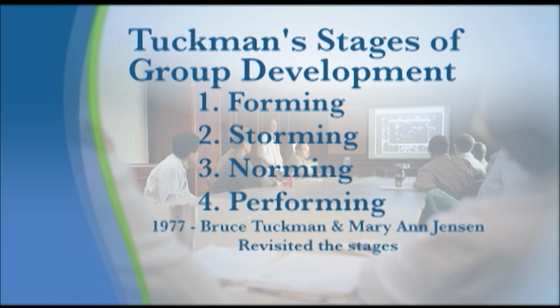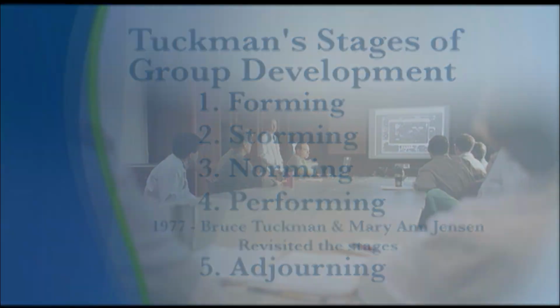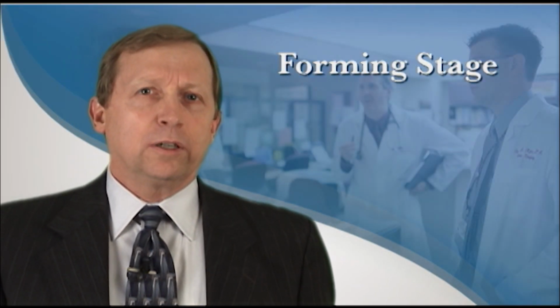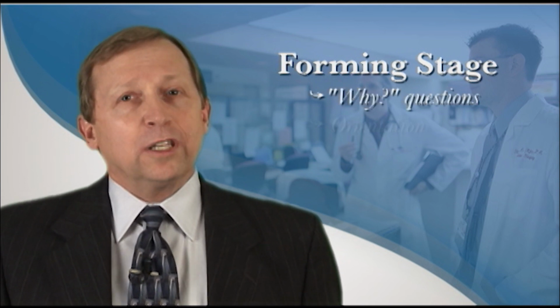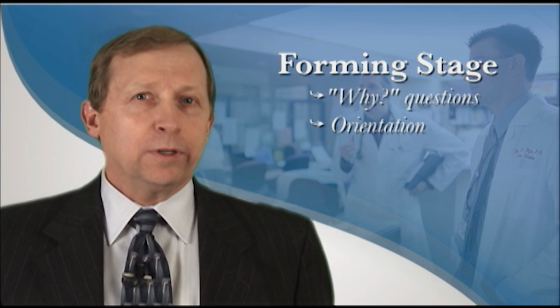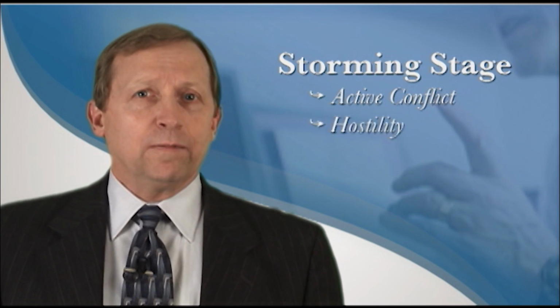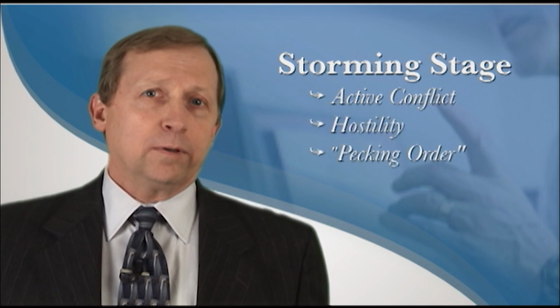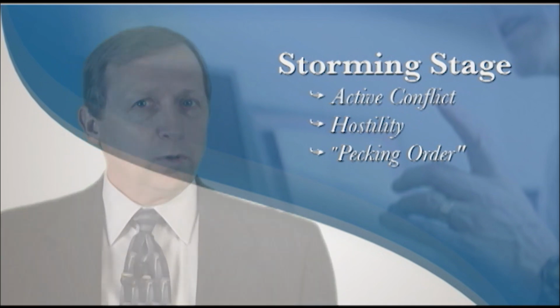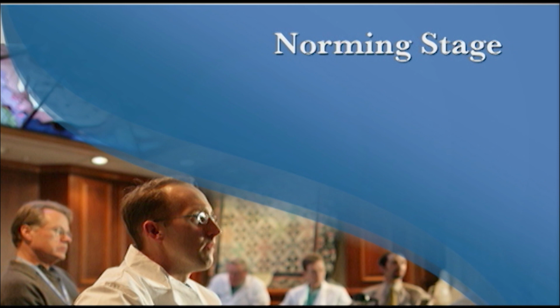In 1977, Tuckman updated his article in conjunction with Marianne Jensen. They added a 5th element called adjourning. According to Tuckman, during a team's forming stage, they concentrate on why questions, orientation, understanding the group and its assigned function. During the storming phase, you see active conflict, sometimes hostility. It's really individuals within the group trying to establish a pecking order or to maintain their independence relative to the group as a whole. As they work their way through those issues, they come to the norming phase.